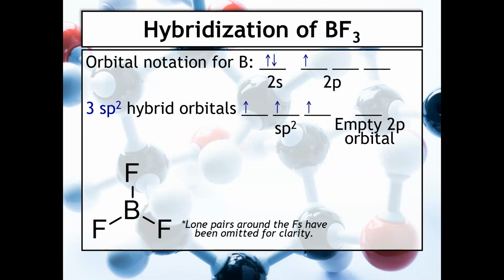And notice you have an empty 2p orbital. There's no electrons in there. So what we call this is an sp2 hybridized set of orbitals. So the 3 orbitals that come together, the 2s and then the 2 of the 2p's, come together to form 3 sp2 hybrid orbitals that are equal in energy.